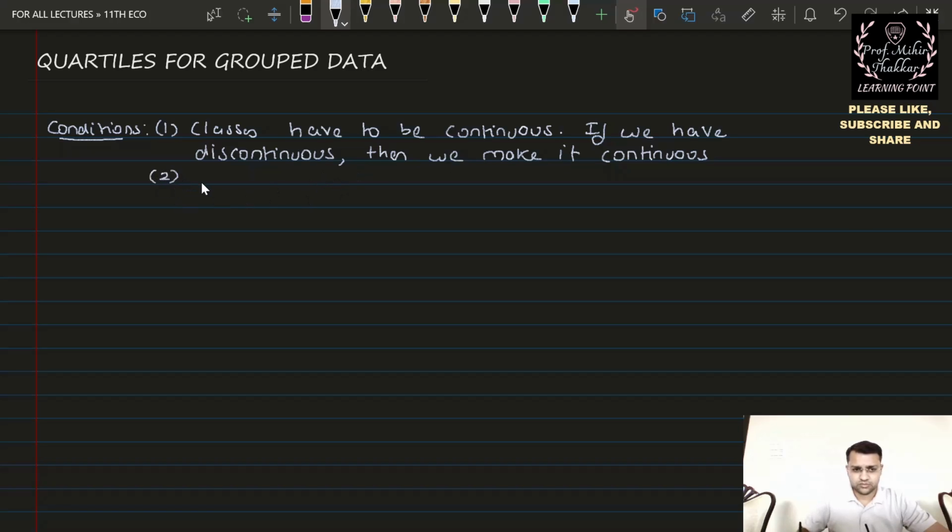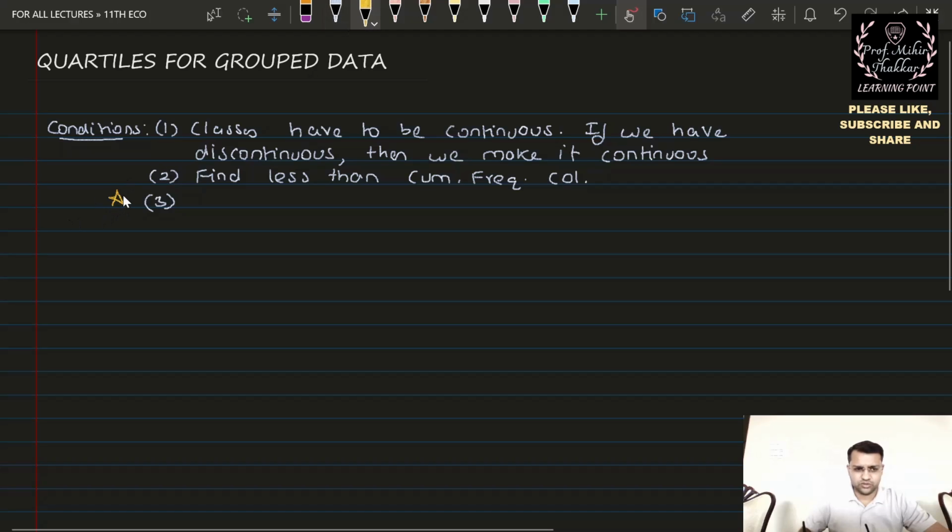Point number 2, find the less than cumulative frequency column. Then point number 3, this is something different that you have to remember over here now. In case of the median, we told that to find the median class, we have to find the value of n upon 2th observation. I should say for quartile class over here.